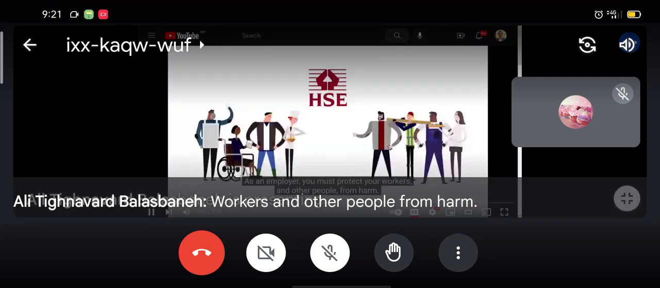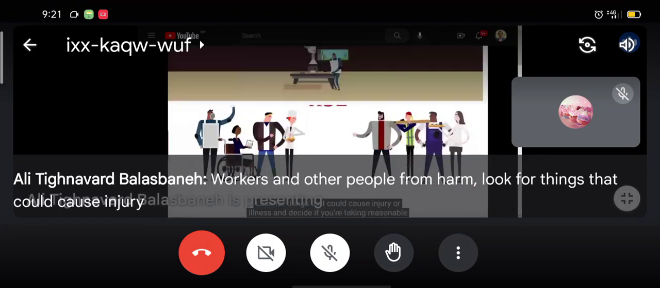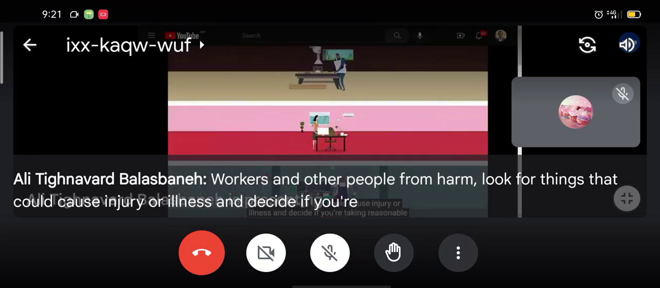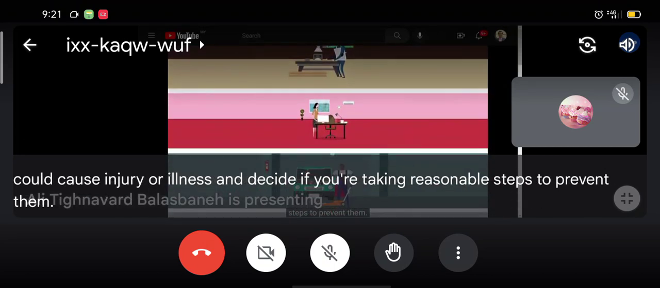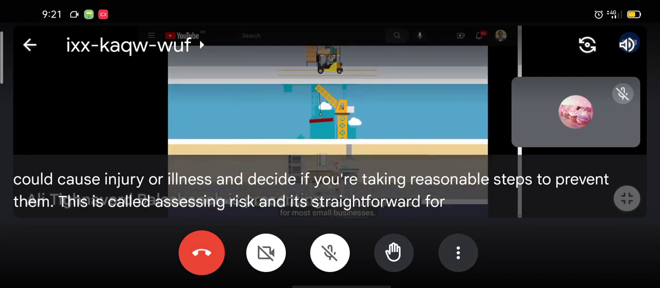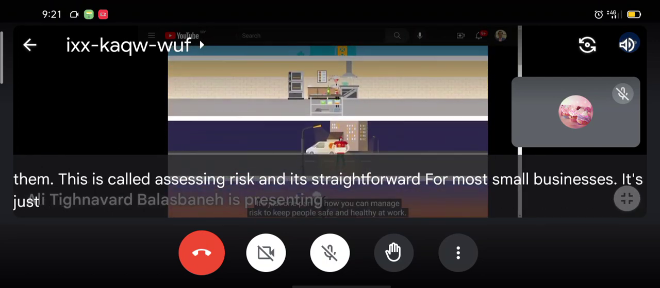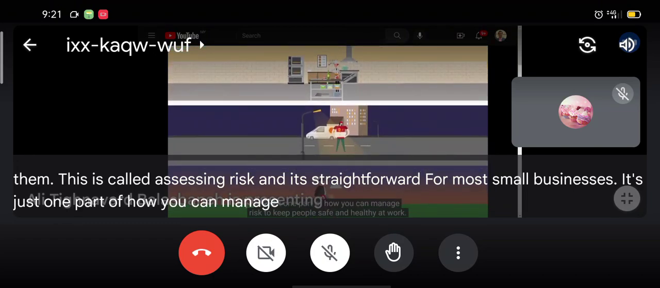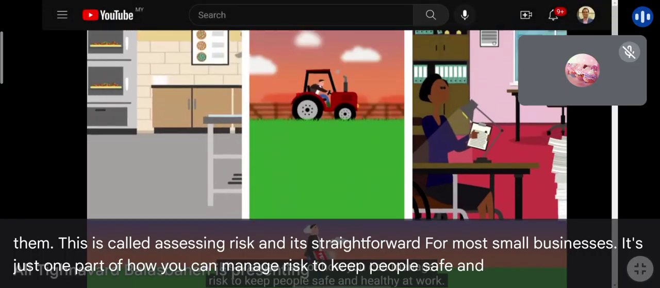Workers and other people from harm. Look for things that could cause injury or illness and decide if you're taking reasonable steps to prevent them. This is called assessing risk, and it's straightforward for most small businesses. It's just one part of how you can manage risk to keep people safe and healthy at work.